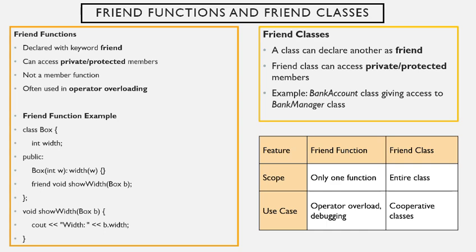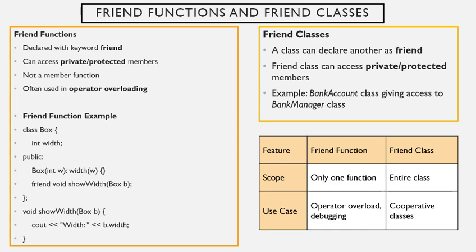Friend functions are declared with the keyword friend. Same for the friend class. A class can declare another as a friend. A friend function can access private or protected members. When it comes to a friend class, it can also access private or protected members.